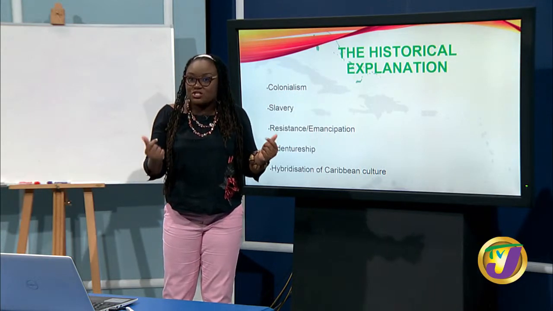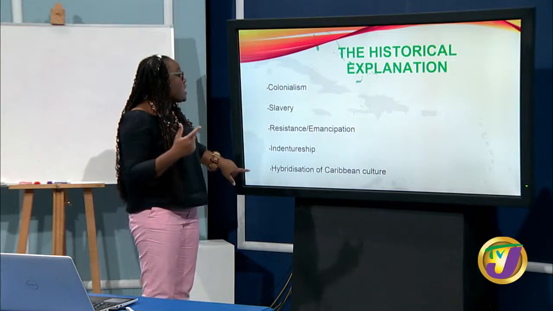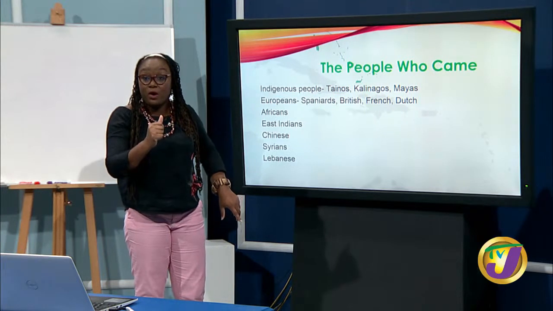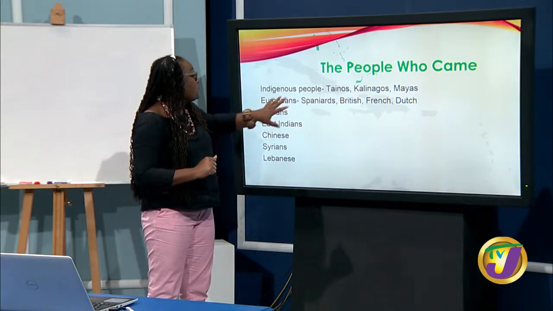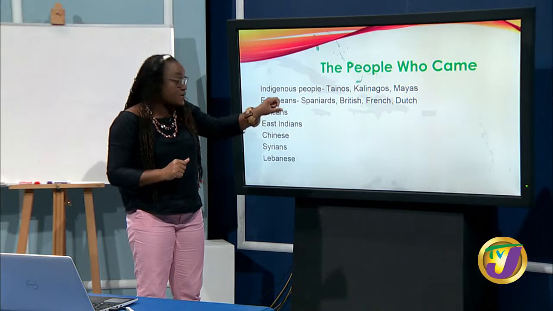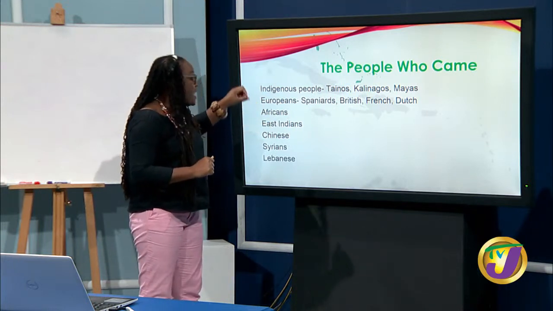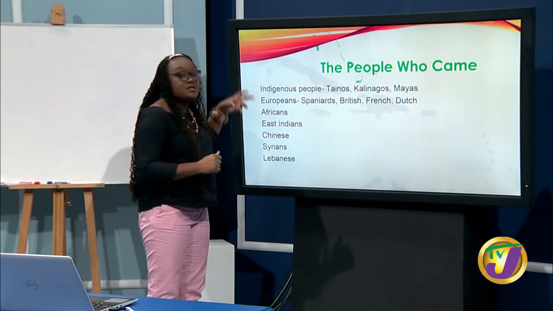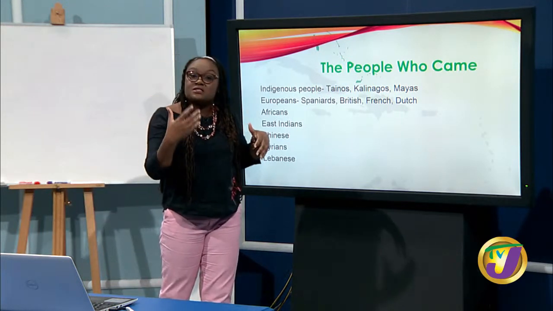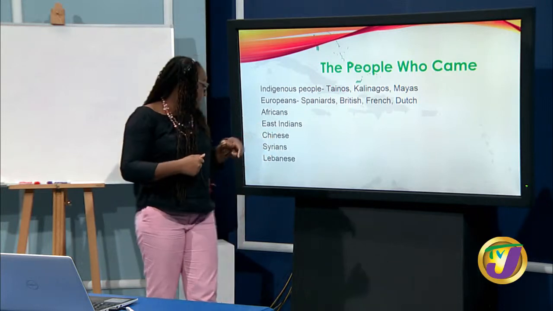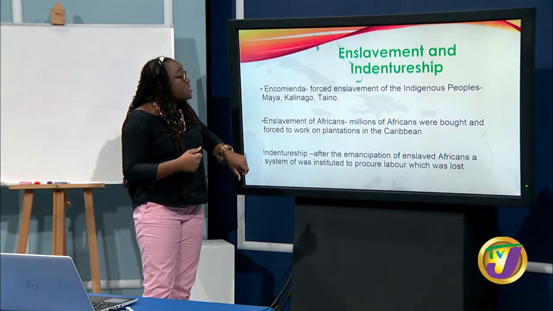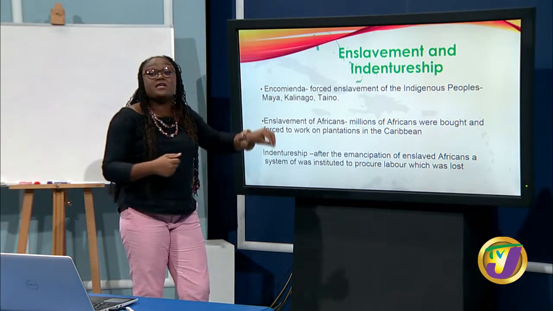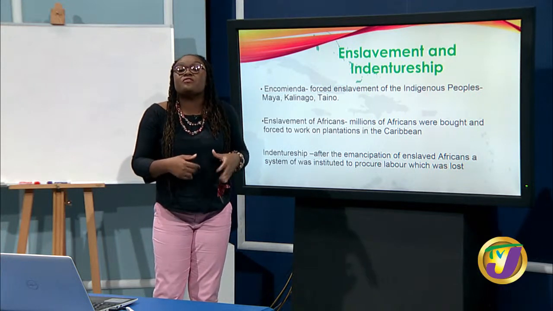And of course, emancipation. So we can't talk about Caribbean life without all of these things. Let us remind ourselves of the people who we're talking about. We're talking about, first of all, the indigenous people, the Tainos and the Kalinagos, then the Europeans, first the Spanish and then the British and French and so on, then Africans, East Indians and Chinese, East Indians and Chinese after emancipation.